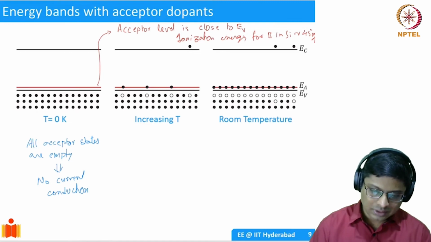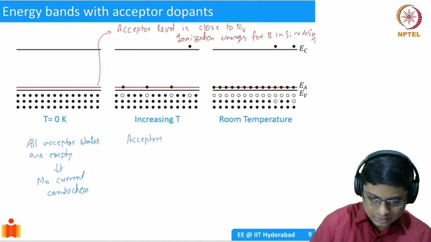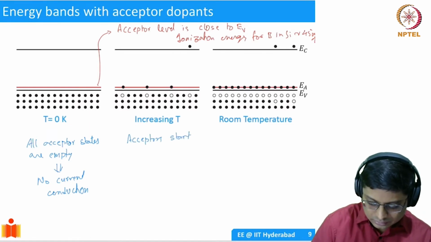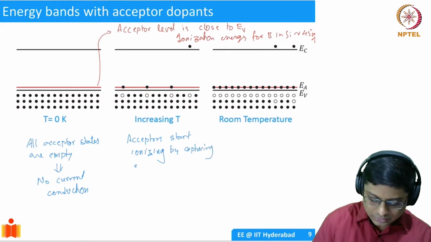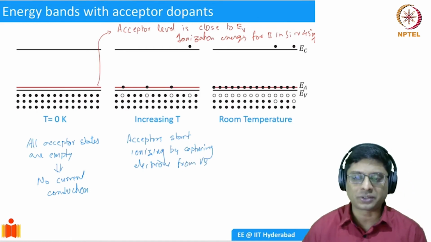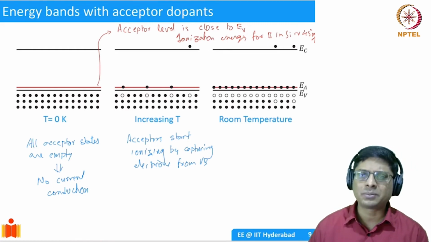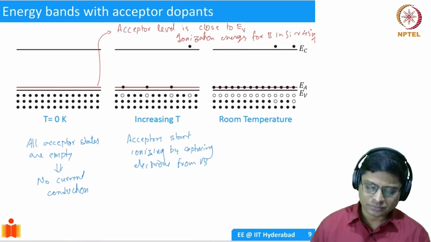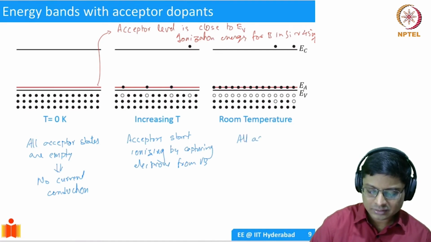And so, basically, we are saying that acceptors start ionizing, by capturing electrons from the valence band. Remember, the valence band has lots of electrons. The same story again: even the ionization threshold here is much smaller than the electron hole pair generation threshold. And as you further increase temperature, you see that all acceptors are ionized.